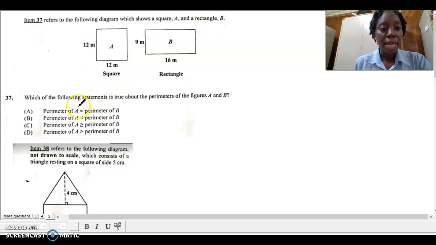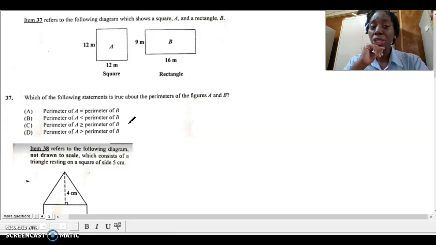Based on this diagram, which of the following statements is true about the perimeters of figures A and B? The perimeter of A is equal to the perimeter of B. The perimeter of A is less than the perimeter of B. The perimeter of A is greater than or equal to the perimeter of B. The perimeter of A is greater than the perimeter of B. Now, how can we determine which of these statements is true?